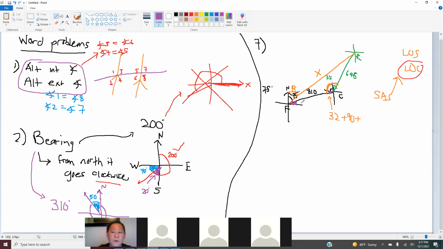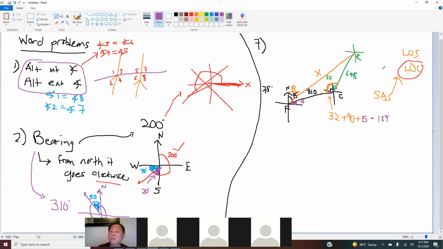So can someone tell me what this angle is? 15. 15. So we know that this purple will be what? 15. So what is the whole angle in this case? You just add 32, 90, and 15. This is the one that in the test a lot of students struggle with, finding this angle, because they didn't use the alternate interior exterior angle to see the whole picture. So 32 plus 90 plus 15, this is 137.